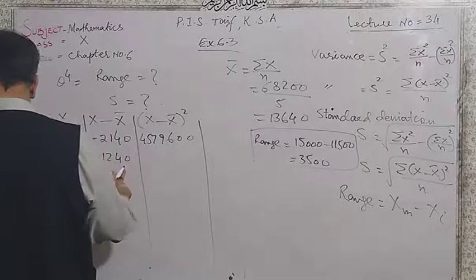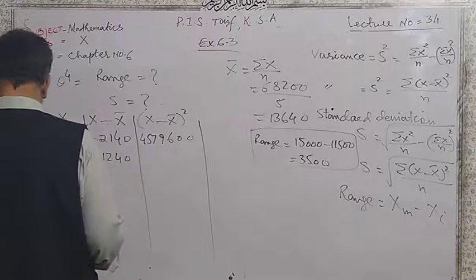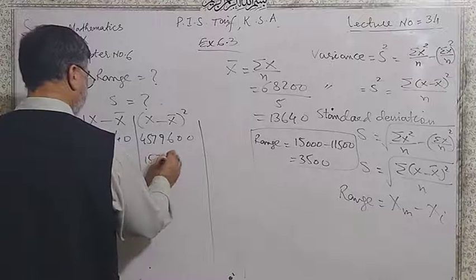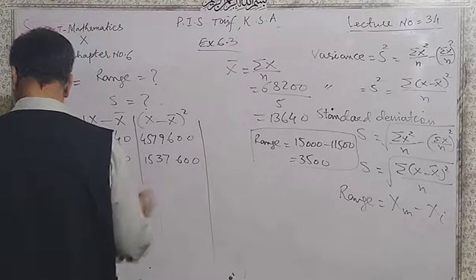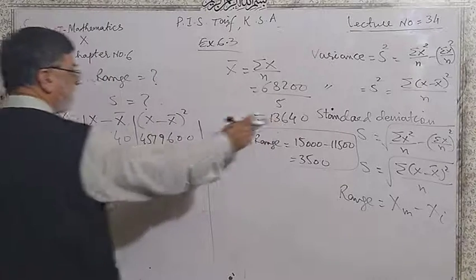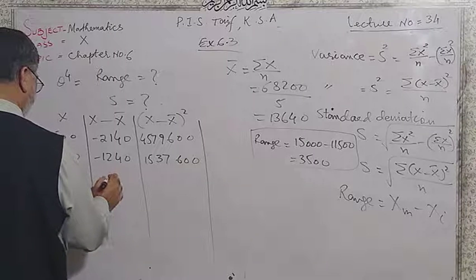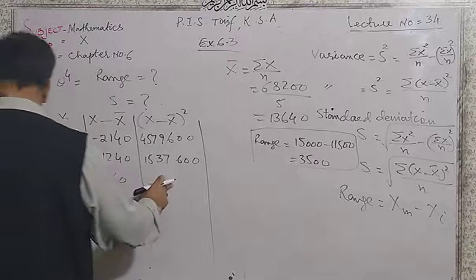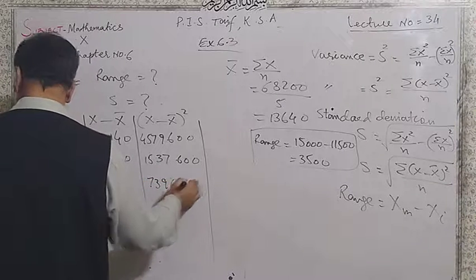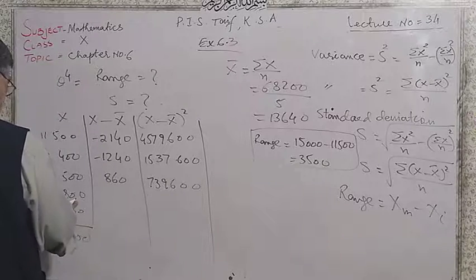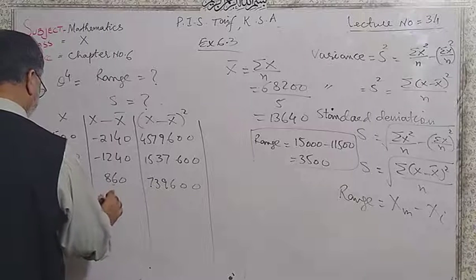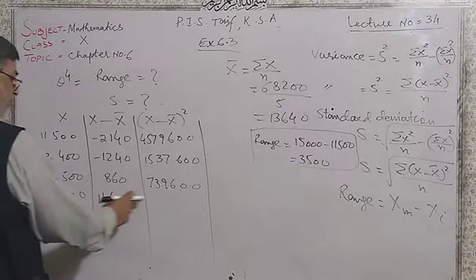This number is subtracted from here. Minus 1240, and when you take the square of this number, 1537600. Then 14,500 minus 13,640. You will have 860 and square of 860 will be 739600. And 14,800 minus 13,640, we will get 1160 and square of 1160.